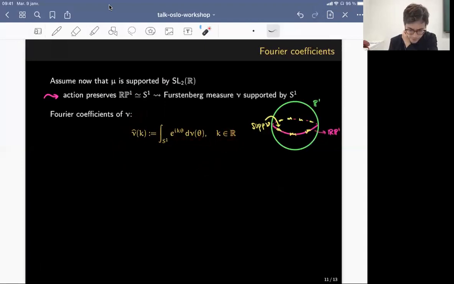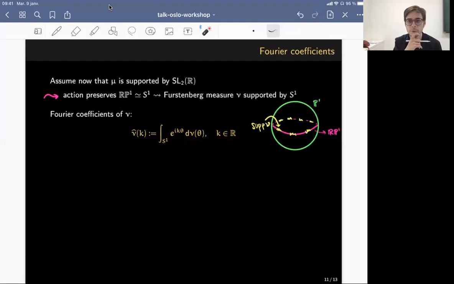So, for instance, if nu is absolutely continuous, we get just the usual Fourier transform, right? And for the usual Fourier transform, we know that the decay of the Fourier transform at infinity is related to the regularity of the starting function. And here it's more or less the same. So if you know that these coefficients decay sufficiently fast to zero, you have some sort of regularity properties of mu. Okay. So this is our theorem.